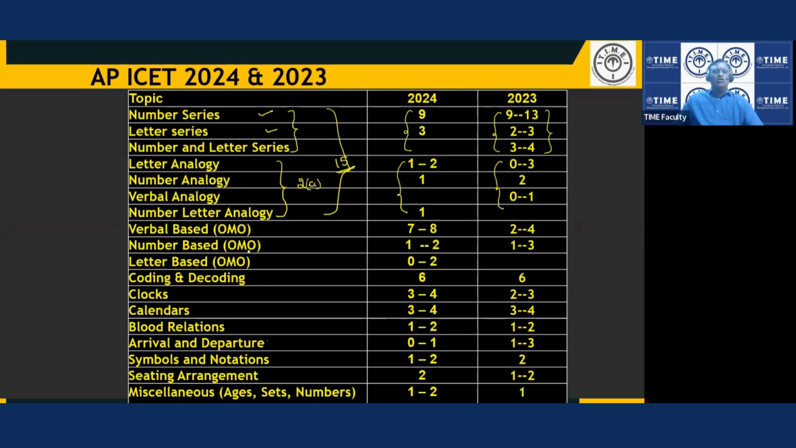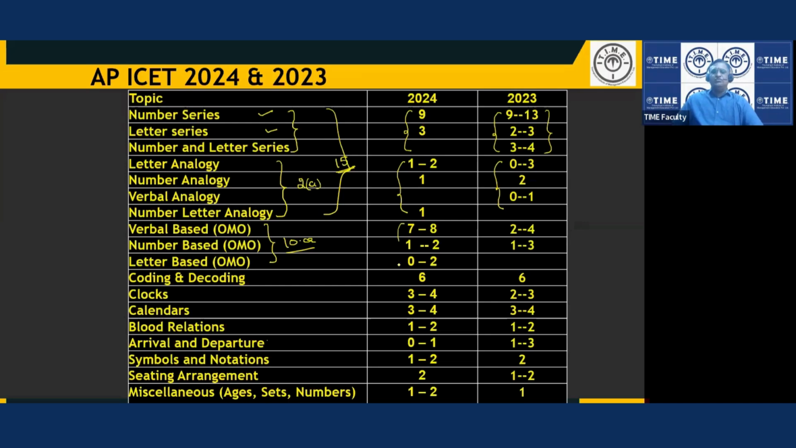Next, odd man out: verbal odd man out, number odd man out, letter odd man out. This is the second book. On average you will get around 10 questions from here. 10 is not exact, just with some variation, minus 1 or plus 1.